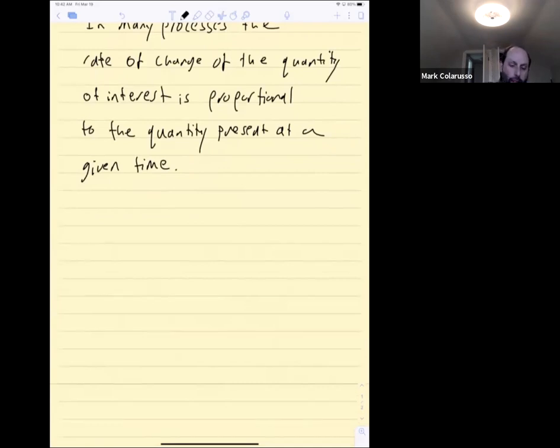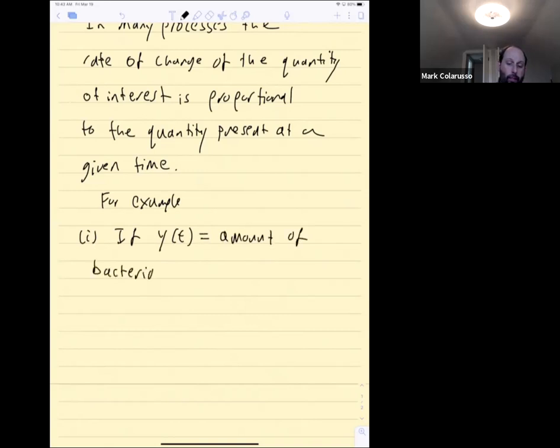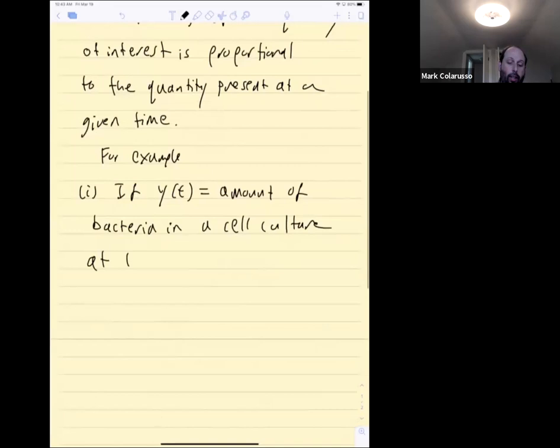So, for example, if y of t is equal to the amount of bacteria in a cell culture at time t, then the rate of change of the bacteria, the growth rate of the bacteria, is equal to k, some constant, times the amount of bacteria present.